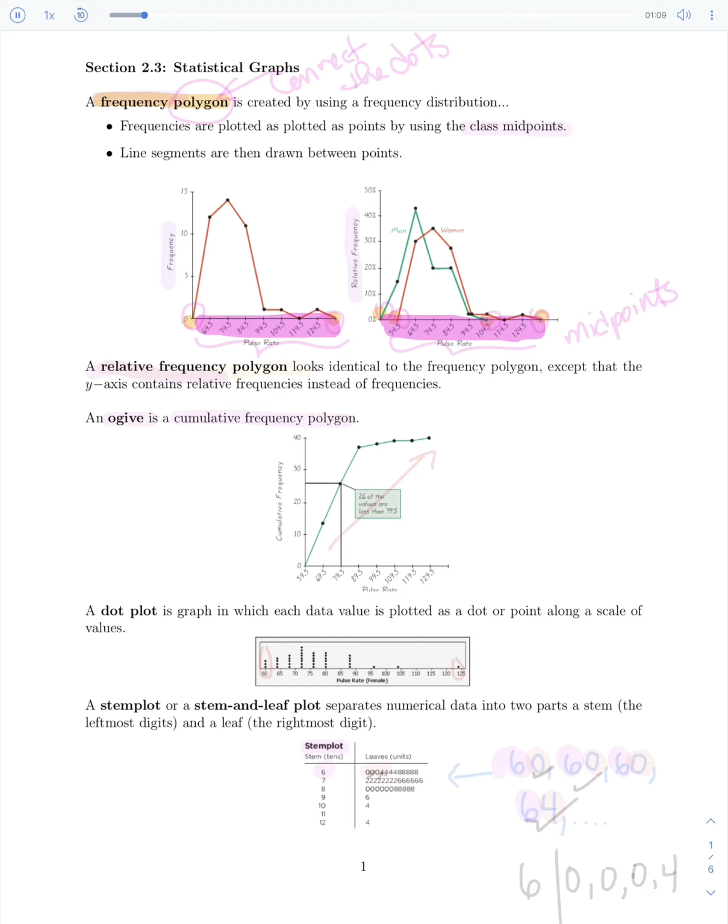When we're doing a polygon, because we only want one value to represent a class, we're going to want a point there. There's only one option. We can only use our class midpoints. So what we'll always put along the base are our midpoints if we're doing a polygon.